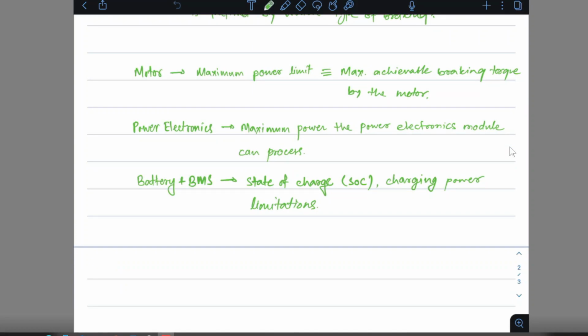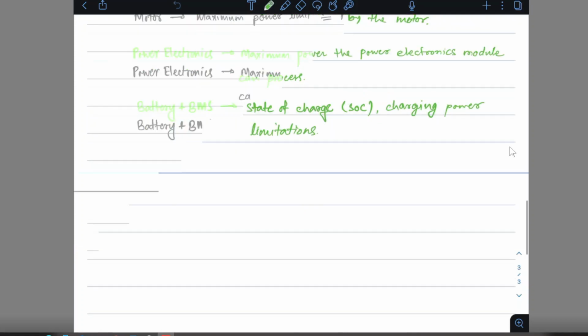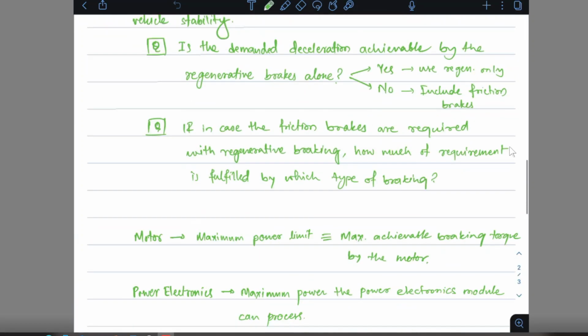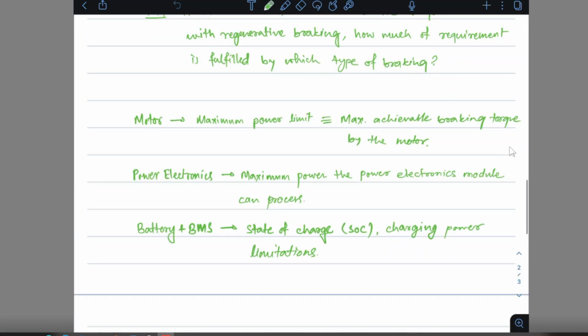And then we looked at certain limitations originating from three aspects: the motor, power electronics, and the battery plus BMS. The maximum power limit comes from the motor, that is, the maximum braking torque achievable by the motor. Then the maximum power the power electronics module can process. And depending on the battery, can the battery actually take in some more energy? We wanted to look at the state of charge of the battery for that, and also at the charging power limitations. So this is what we discussed in the previous session.